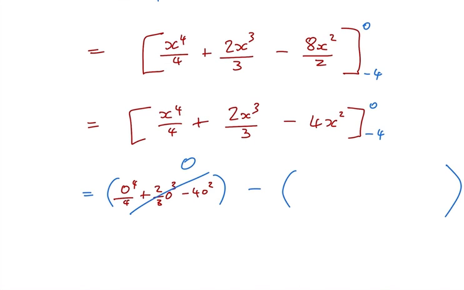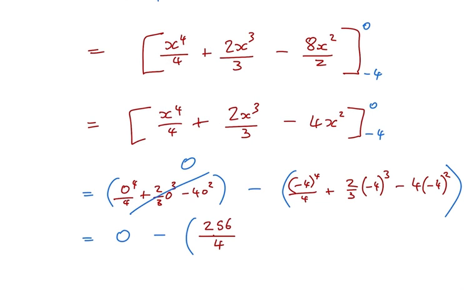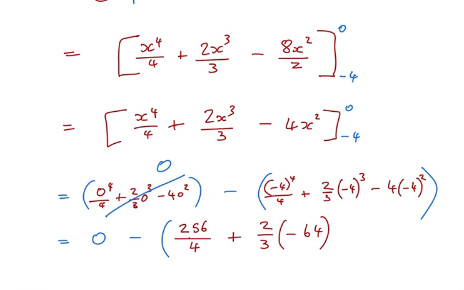In my second bracket, I get -4 all to the power of 4 over 4 plus 2 over 3 times -4 to the power of 3 minus 4 times -4 squared. And I'm going to just need to do some very careful expanding here. So this becomes 0 minus, open my brackets, and I just need to be careful. So this is positive 256 over 4 plus 2/3 of negative 64, take away 4 times positive 16, close brackets.